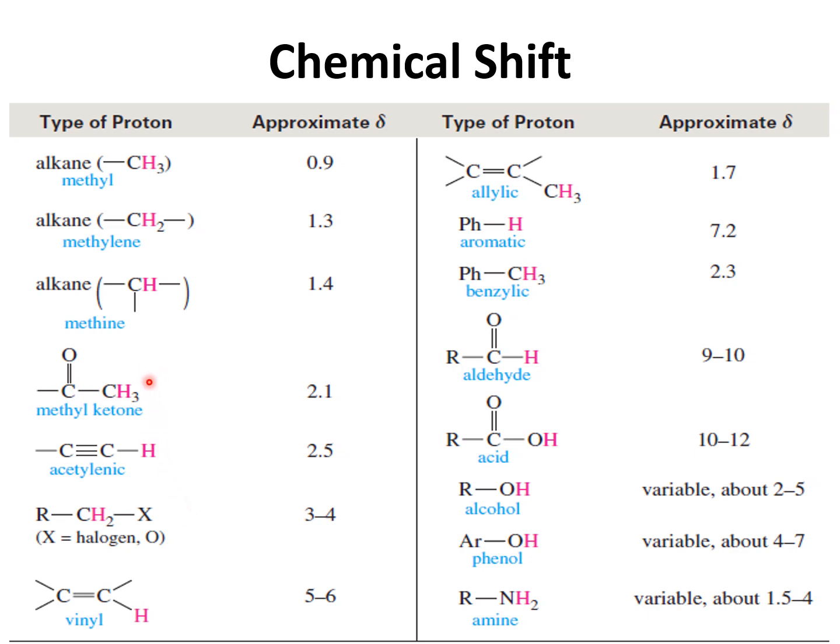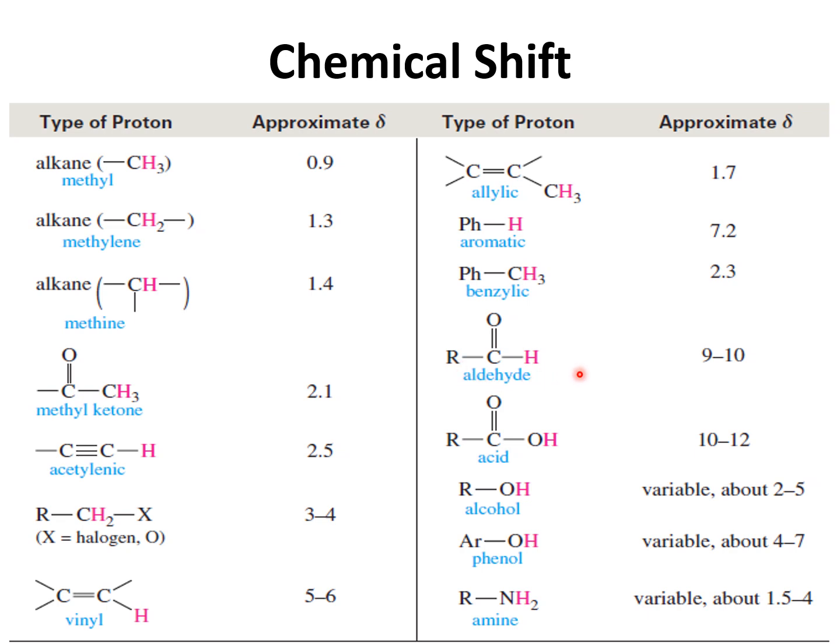So if we have methyl ketone, then for methyl ketone it is 2.1. For acetylenic proton it is 2.5. If some halogen is attached to methylene, CH2, for methylene we have the value 1.3, but when halogen is attached, the value increases due to inductive effect, which is in the range of 3 to 4. If some unsaturation is present like a vinylic proton, then the range is 5 to 6. For allylic proton, the range is 1.7. For an aromatic ring, we have the value in the range of 7.2.